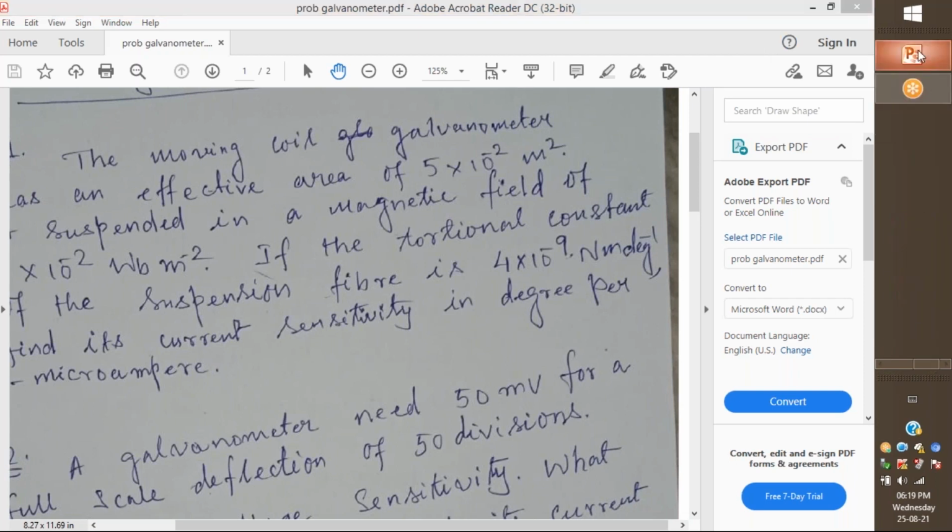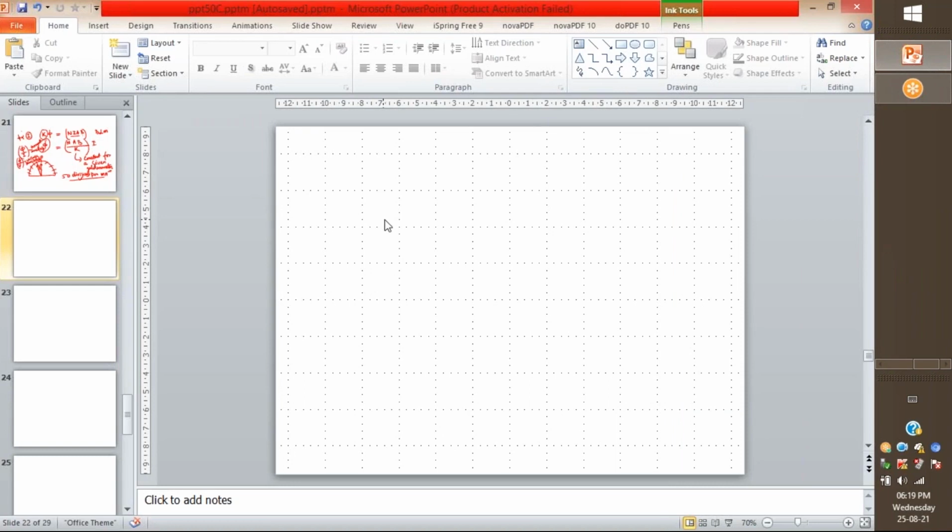So what is given? I'll write the parameters that are given here. The effective area is given, that means A is given. What is that? 5 into 10 to the power minus 2 meter square. And then magnetic field. See, this B is given, and the unit is actually this. This is Weber per meter square. Here Tesla is not given.